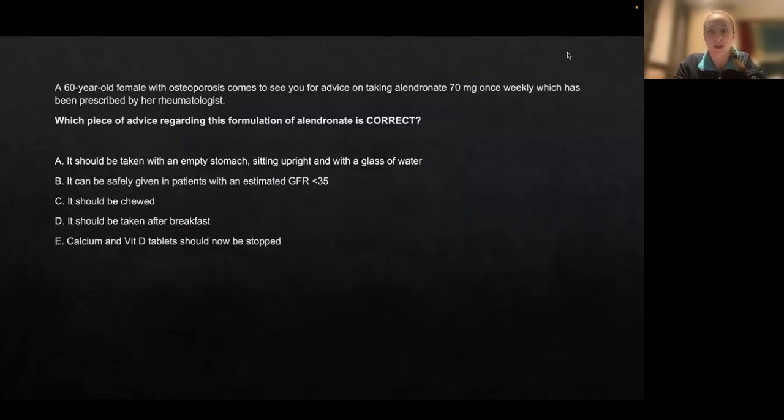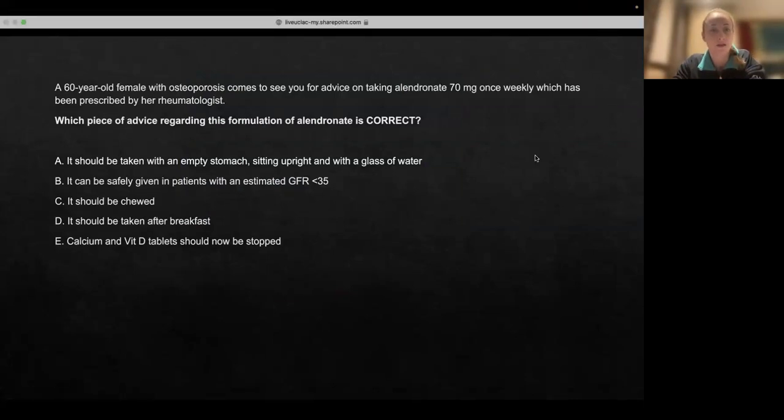So the first question is here. A 60-year-old female with osteoporosis comes to see you for advice on taking alendronate 70 milligrams once weekly, which has been prescribed by her rheumatologist. Which piece of advice regarding this formulation of alendronate is correct? I'll give you a few minutes to write in the chat.